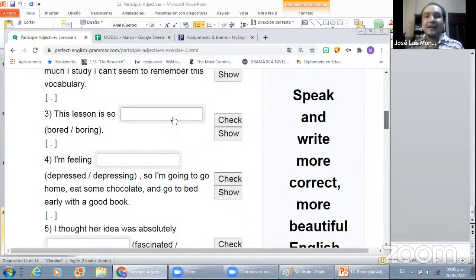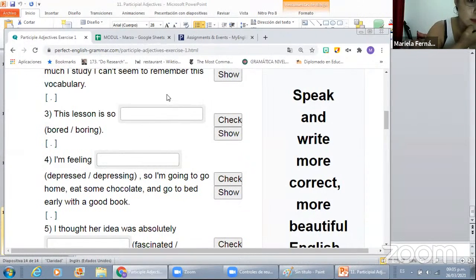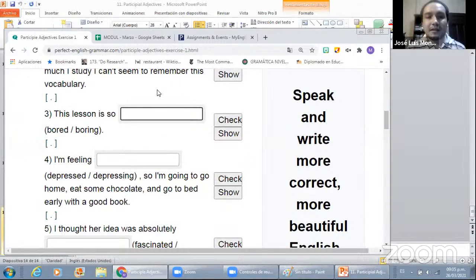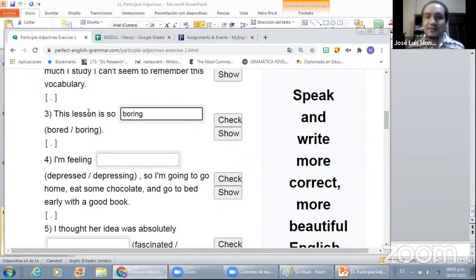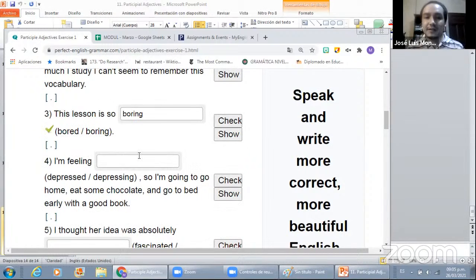Mariela, number 3. The lesson is so bored or is so boring? What do you say? This lesson is so boring. Boring. Correct. Remember, a lesson doesn't have feelings, right? Una lección no tiene emociones. So it's never going to be bored. Nunca va a ser bored. Always boring. Correct. Right? In this case, always bored. En esa situación. Let's check. Correct. We have one more for each. Una más para cada uno.